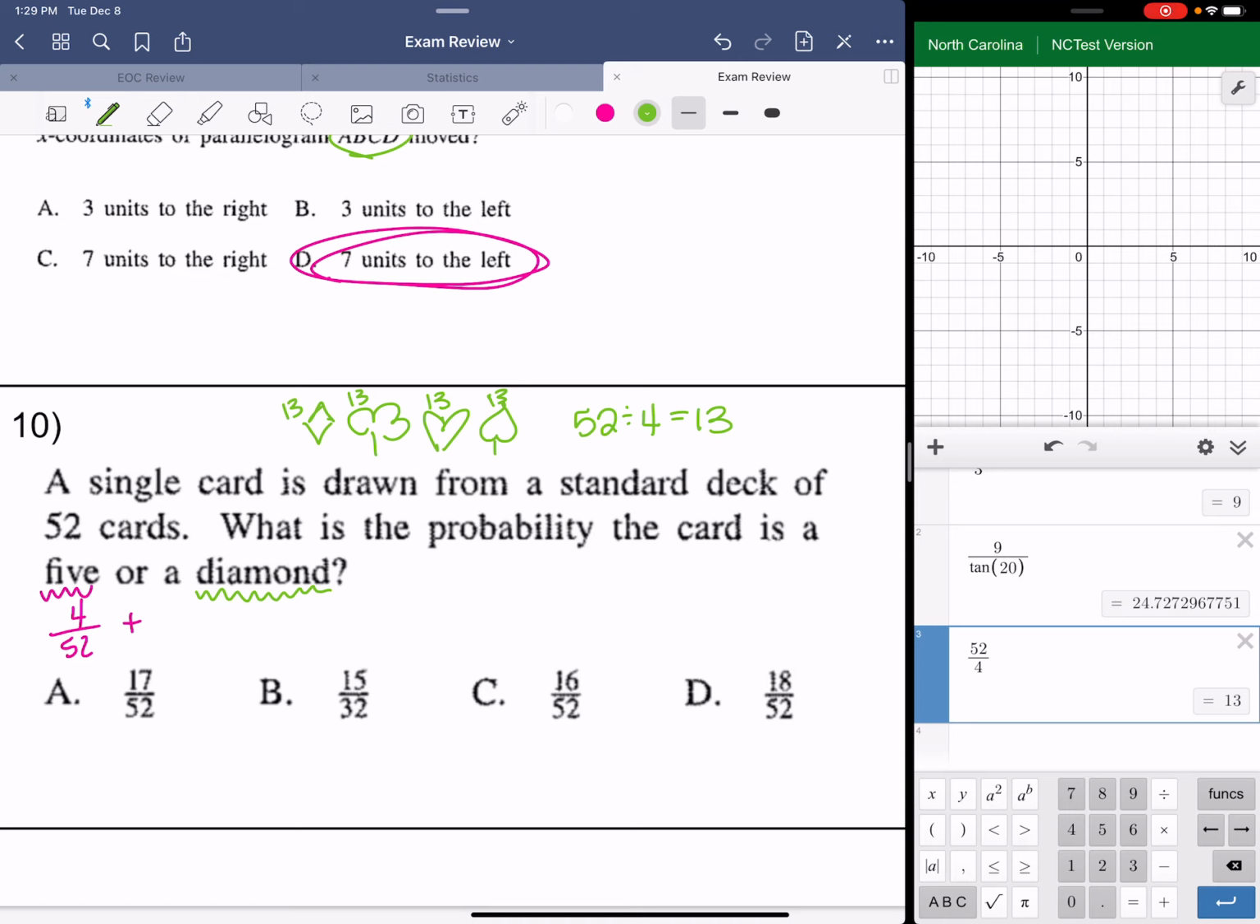Okay, now, how many of those are diamonds? 13. So 13 out of 52. Minus the probability of both, right? So what's the probability that it's a 5 and a diamond? A 5 of diamonds. Well, there's just one of those in the deck.